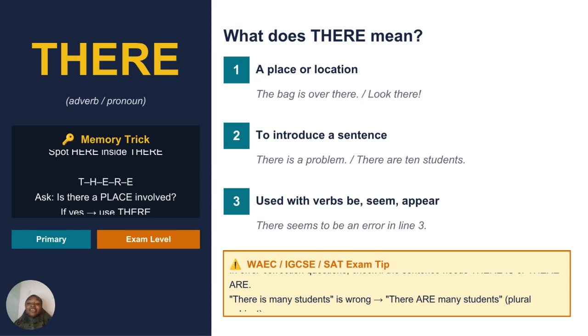Now, this is an exam tip. In error correction questions, always check if the sentence has the correct subject-verb agreement. Never write there is many students. Rather, you should write there are many students.